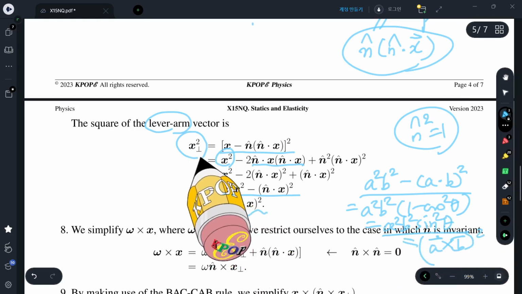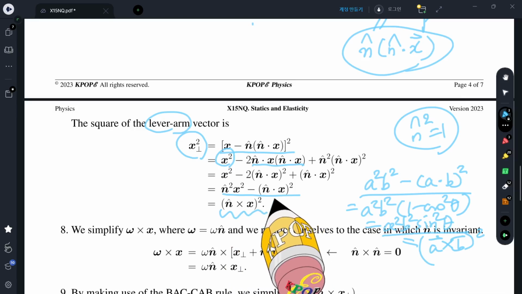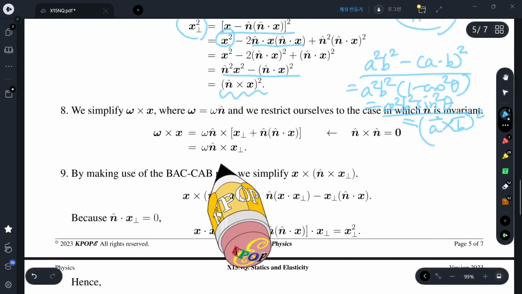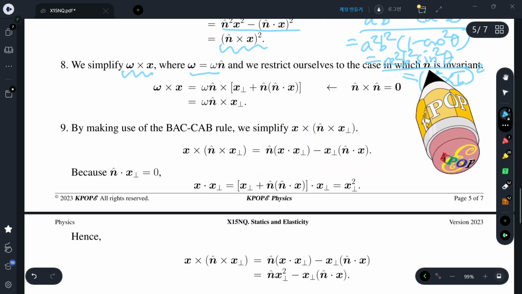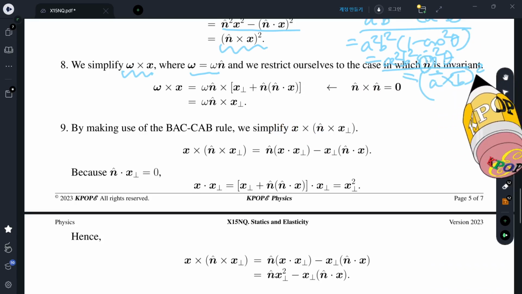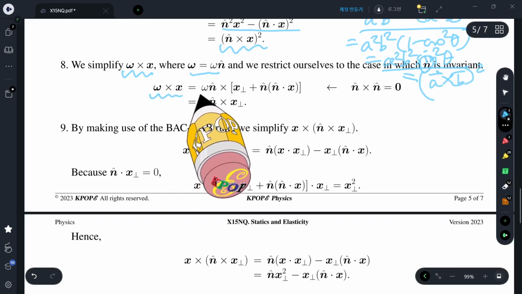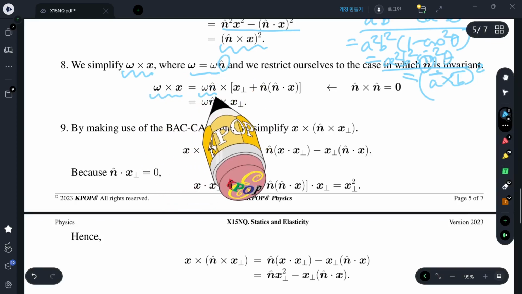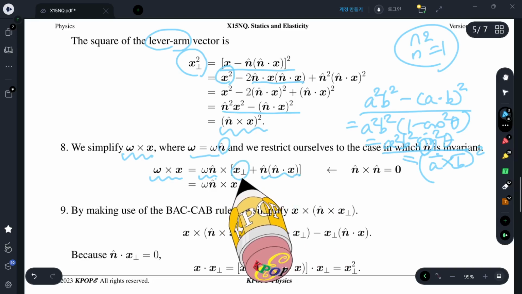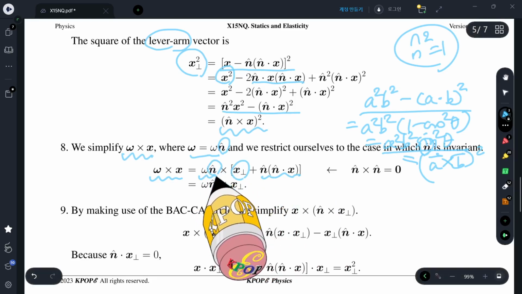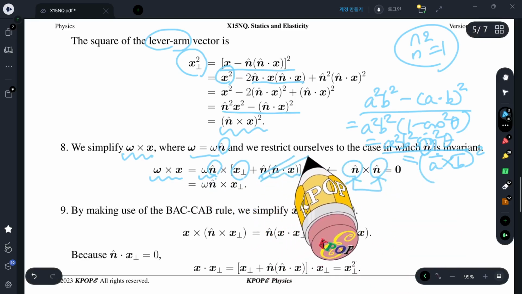Therefore, I can always express this x perp squared as the square of n cross x. We simplify omega cross x. We restrict ourselves so that n hat is invariant. It does not change at all. Omega cross x: omega is proportional to n hat, and x is decomposed into a parallel component and a perpendicular component. The cross product n cross n always vanishes, so we can ignore this.